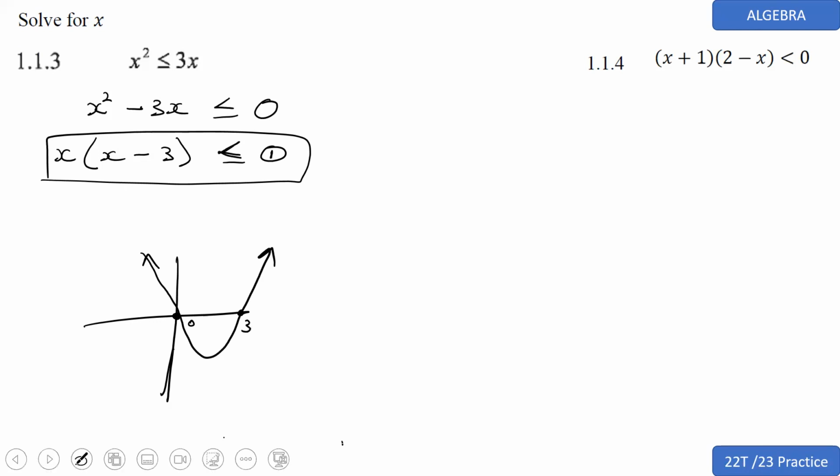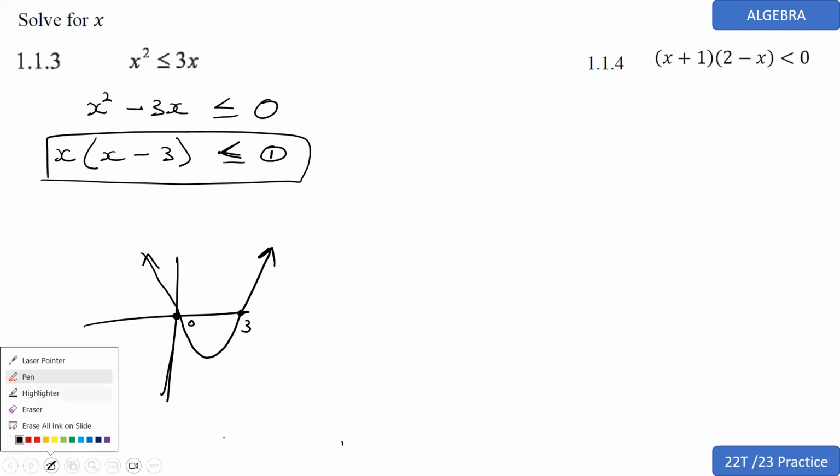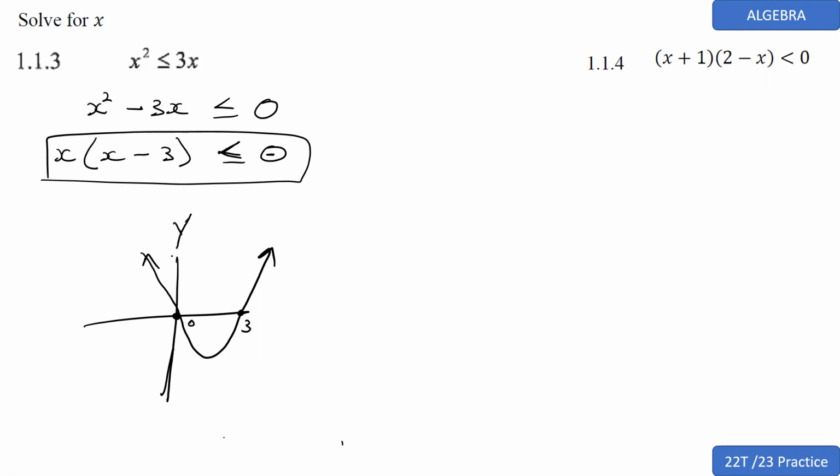So we are actually looking at when the graph is negative. Less than means negative, or 0. So that means we're looking at when it is below the x-axis. That's when it is negative. So quickly, if we draw that, it's from there to there. That's when it's below the x-axis. That's when the graph is actually negative.